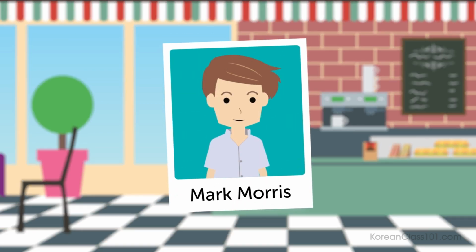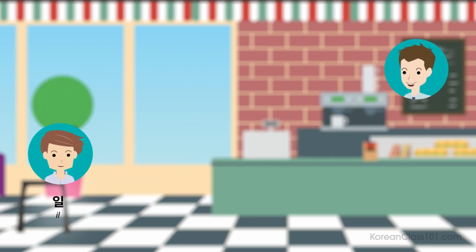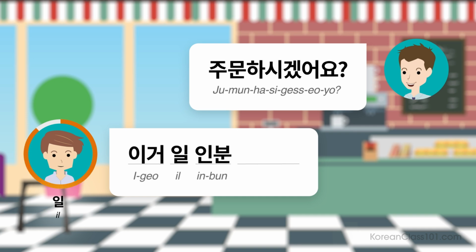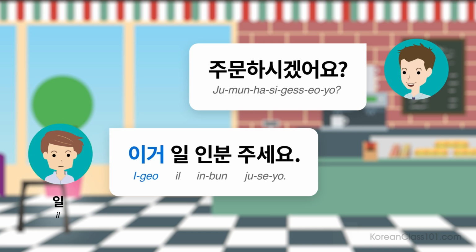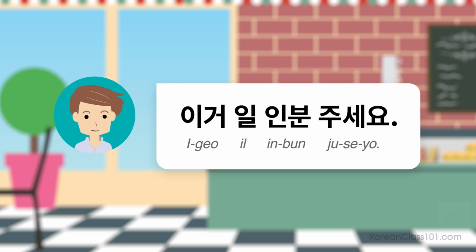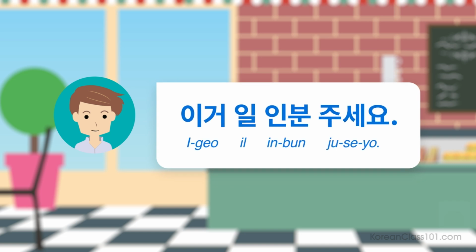Let's practice. Imagine you're Mark Morris, and you're at a restaurant. You see a picture of a dish you'd like to try. Respond to the waiter by saying, "One of these, please." Ready? 주문하시겠어요? 이거 1인분 주세요. Listen again and repeat. 이거 1인분 주세요.